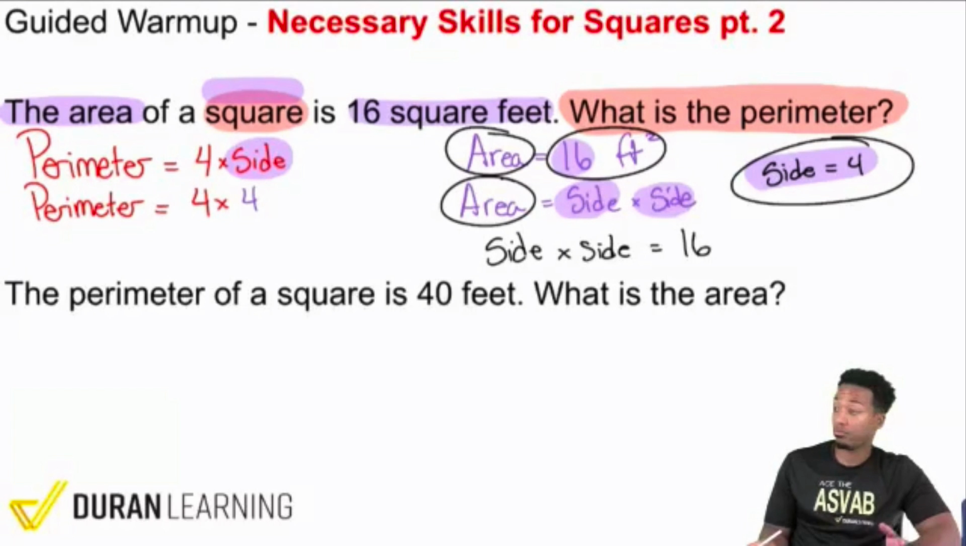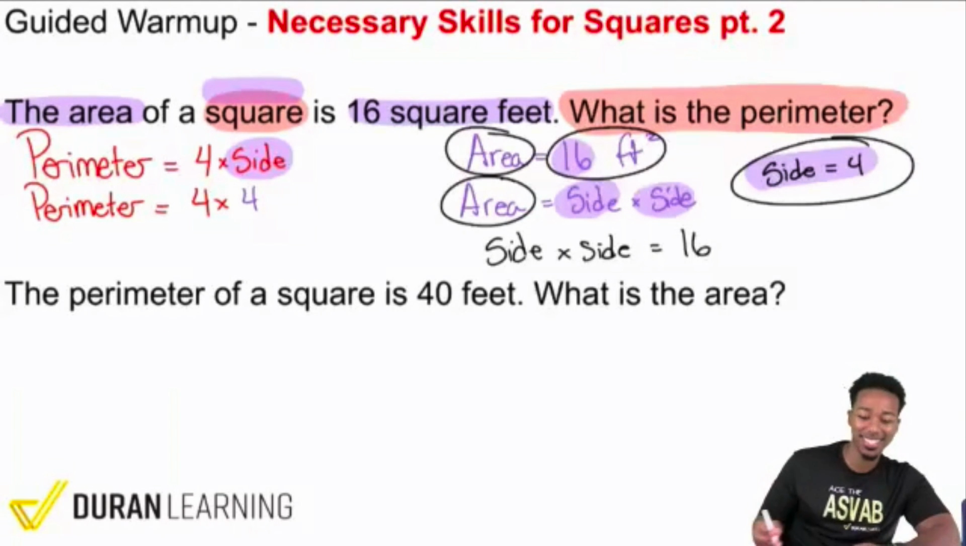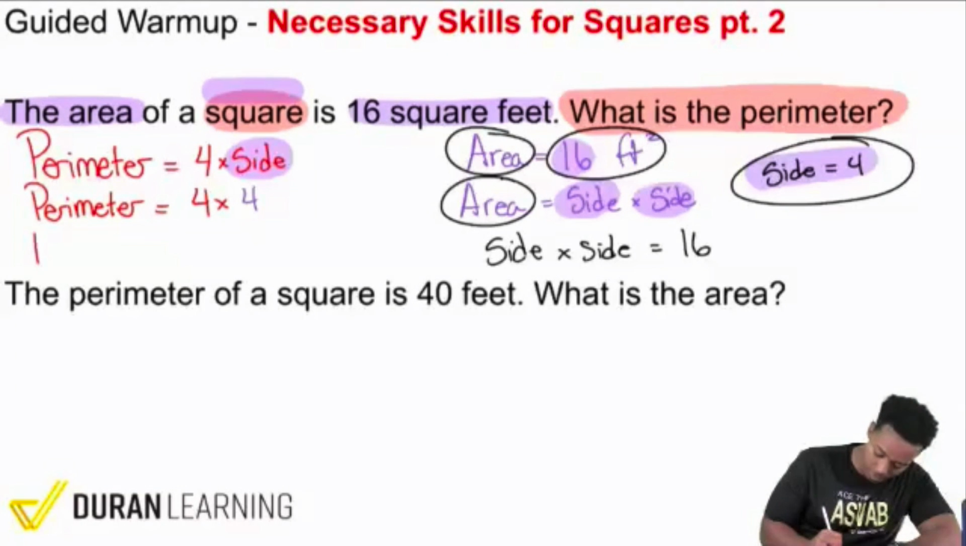And I mean, pretty conveniently, 4 times 4 is what, everybody? Pretty conveniently, that's going to be 16.